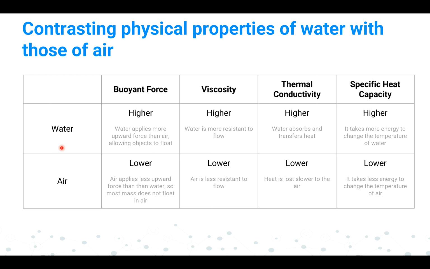So if we compare water and air, what kind of physical properties do they have? Let's see the buoyant force. Water has higher buoyant force, whereas air has lower. Viscosity, again water has higher. Thermal conductivity, water has higher. High heat capacity, water has higher, whereas air is low in everything. So you can imagine how unique and stable the water molecule is.